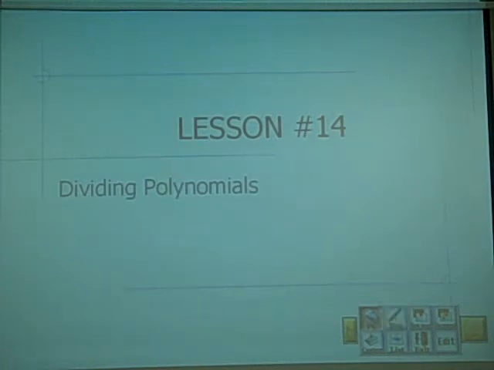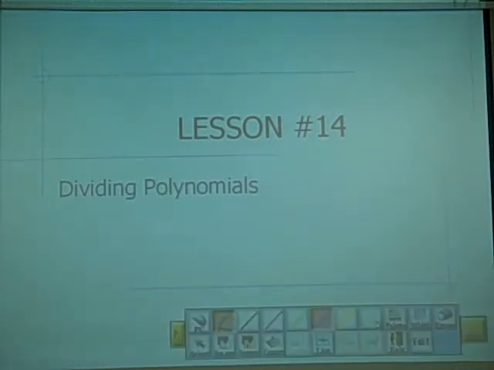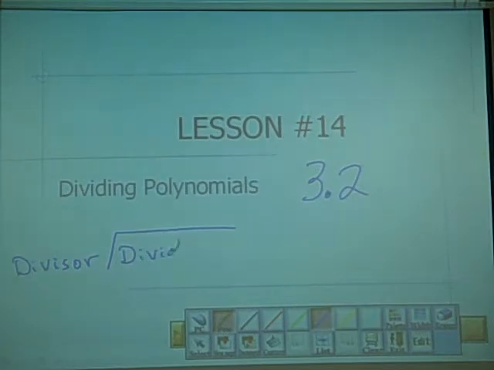Okay, this is lesson 14, and this covers section 3.2 in the book. In this section, we're looking at dividing polynomials. In long division, we have a divisor and a dividend, a quotient, and we also have whatever's left over, a remainder.